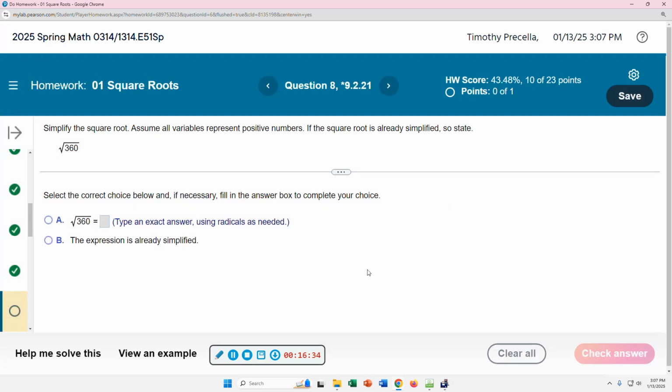Oh, we're just chugging along. Got 20 problems to do. Number 8, the square root of 360. Well, I'll tell you right now, 360 is not a perfect square.